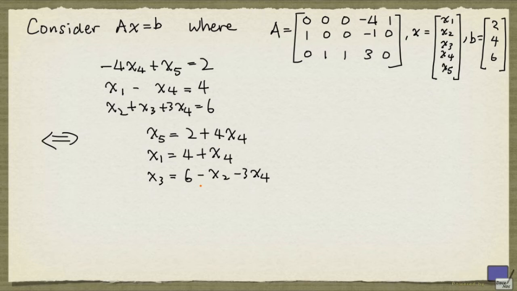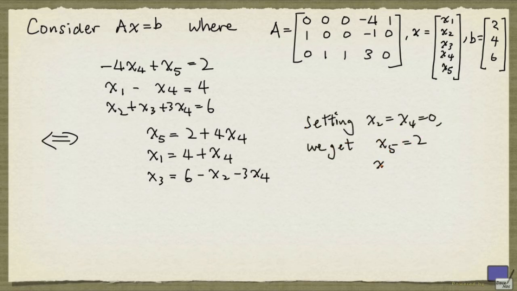And what's more, the variables x2 and x4 appear only on the right-hand side. Once we have fixed a value for x2 and x4, we can solve for the remaining variables. In particular, if I set x2 and x4 to 0, we get that x5 has to be 2, x1 has to be 4, and x3 has to be 6. But these are precisely the right-hand side values. Is there a coincidence here?